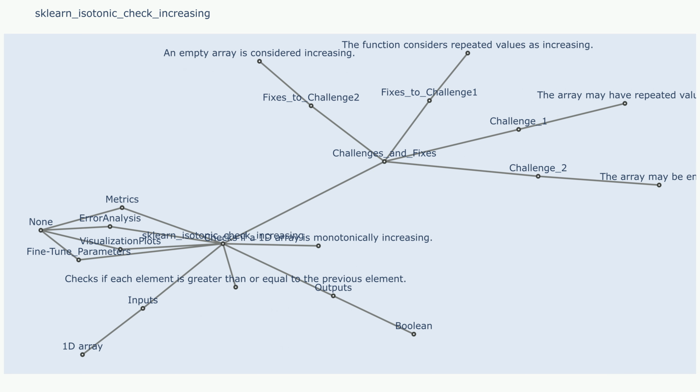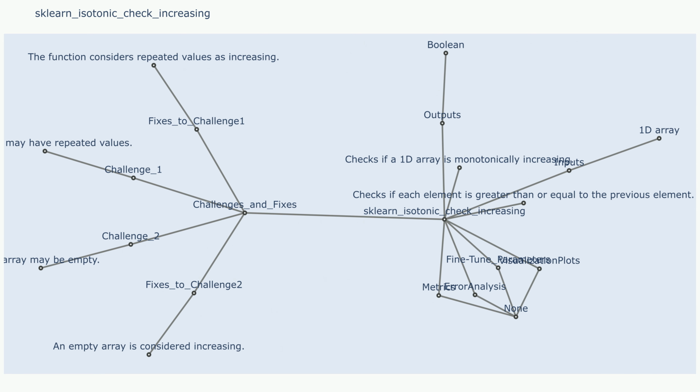Fixes to challenge 1. Ensure that the input sequence y consists entirely of numeric values before calling the check_increasing function. This can be achieved by filtering out non-numeric elements or by converting the sequence to a numerical representation.